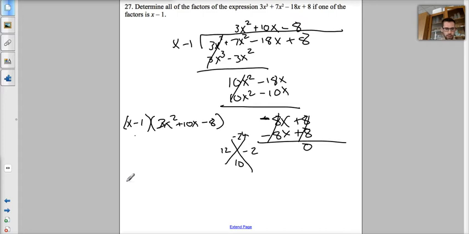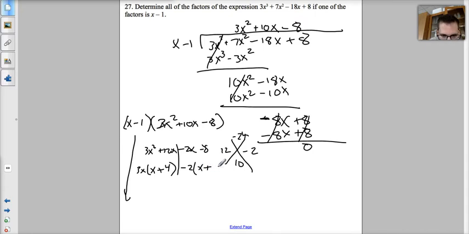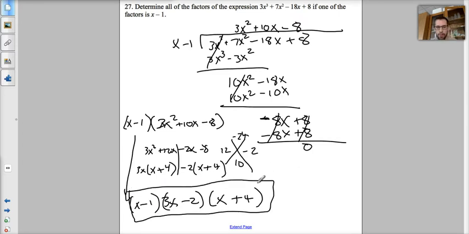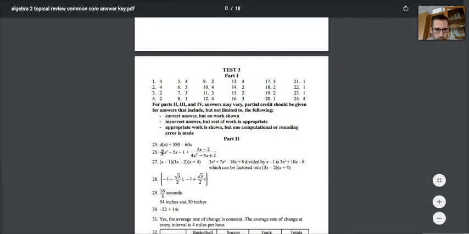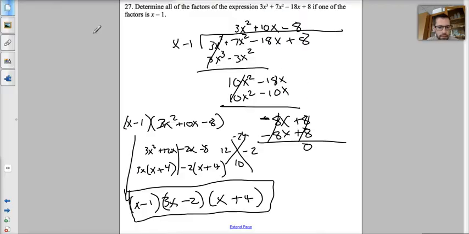So this is just going to come down. I'll keep track of that. But I'm going to wind up with 3x squared plus 12x minus 2x minus 8. Split that down the middle and factor. So I can factor out a 3x, and I'm left with x plus 4. Negative 2 comes out of this, and I'm left with x plus 4. So I can factor this as 3x minus 2, parentheses, x plus 4, and then this x minus 1 comes down as well, and those are my factors. I can't go any further with this. Double checking my work. 3x minus 2 times x plus 4, great, done.